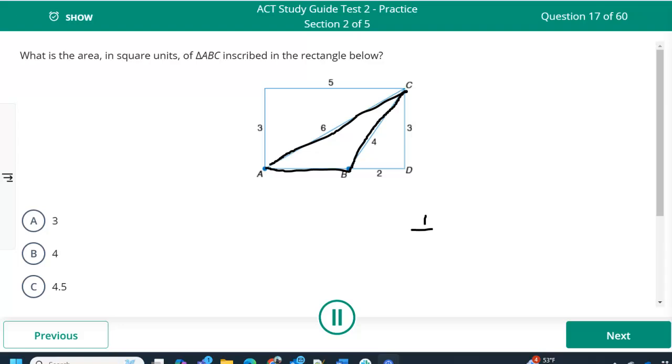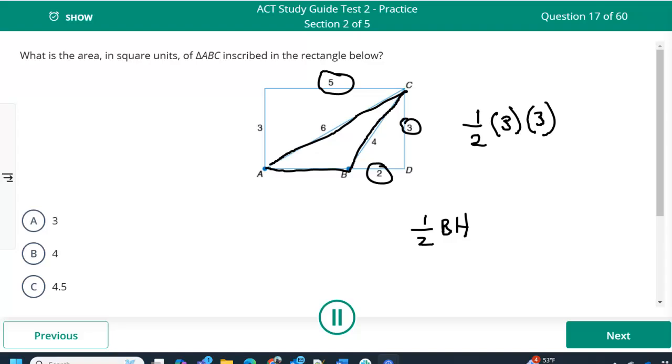Area of a triangle: 1/2 base times height. The height of this triangle is 3. The base, which would be AB, well, this length right here, so AD, it does say this is a rectangle, so we're entitled to assume that the length of AD is equal to 5. BD is equal to 2, so AB is equal to 3. So the base is also 3. So we have 1/2 times base 3 and height 3. 9 over 2 is 4.5. That's answer C.